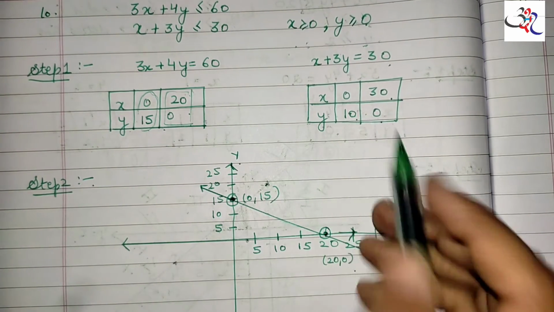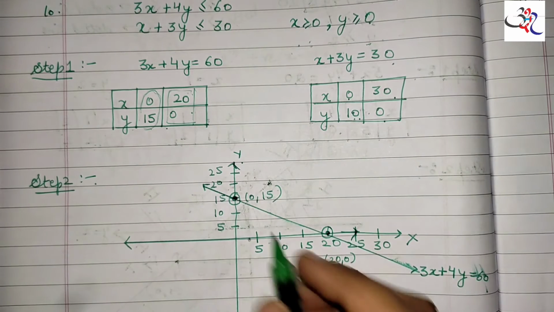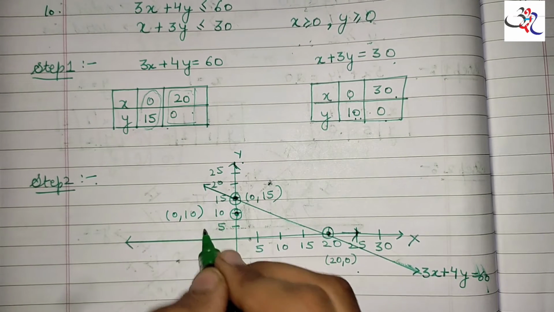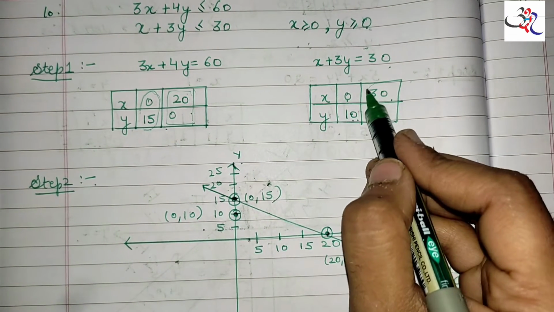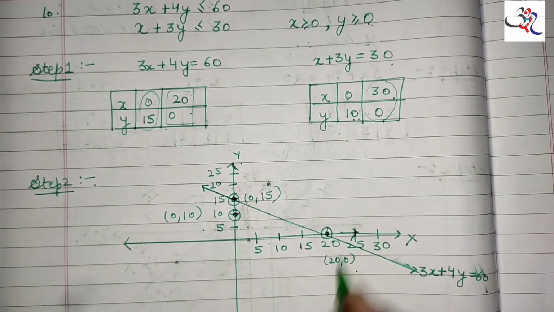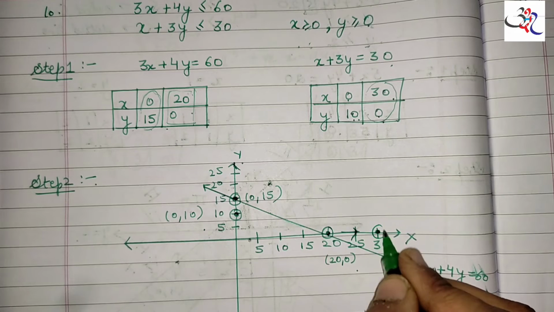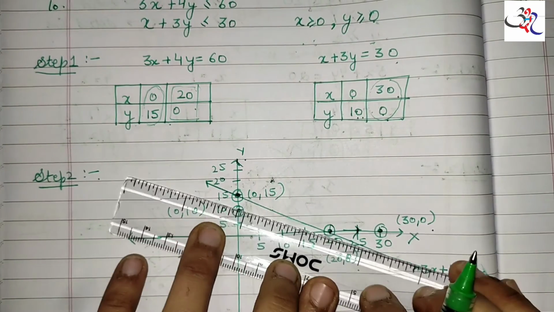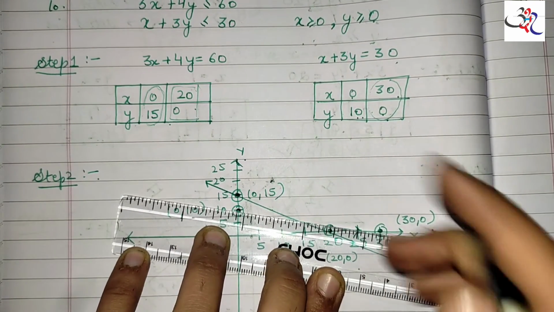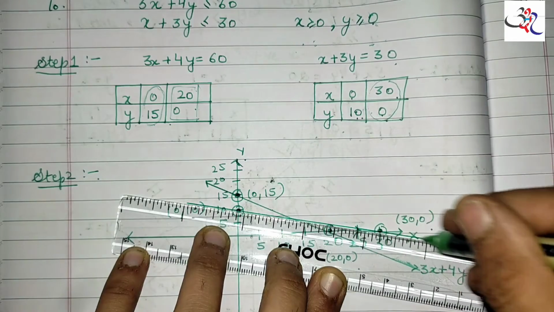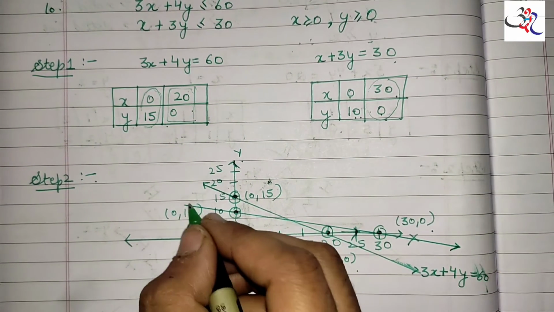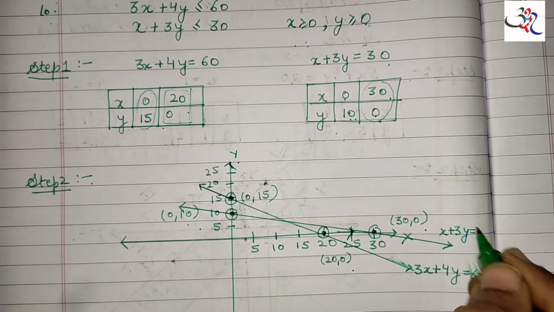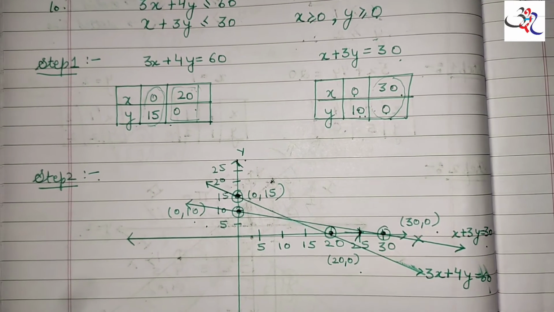So x and y, x is 0 and y is my 10. So this is my coordinate 0 comma 10, and my second coordinate is 30 comma 0. 30 comma 0 is my this one coordinate, so this will be 30 comma 0. So if I am going to join these 2 points, then I will get what? I will get my second line equation, x plus 3y is equal to 30.